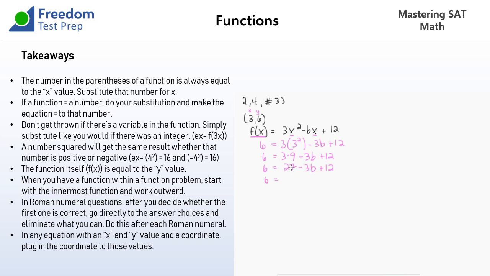All right, we've got a 12 and a 27, which is a 39 minus 3b. We're going to get rid of this 39. 6 minus 39 is negative 33, and we've got it equaling negative 3b. Always remember your negatives. It's so easy to somehow skip over them or just leave them out. The answer is 11.